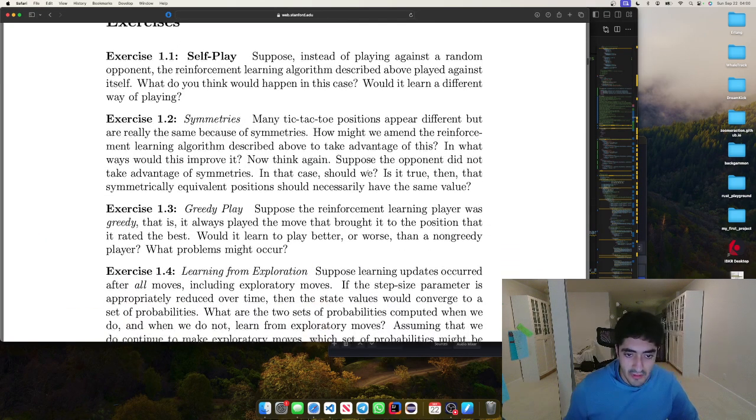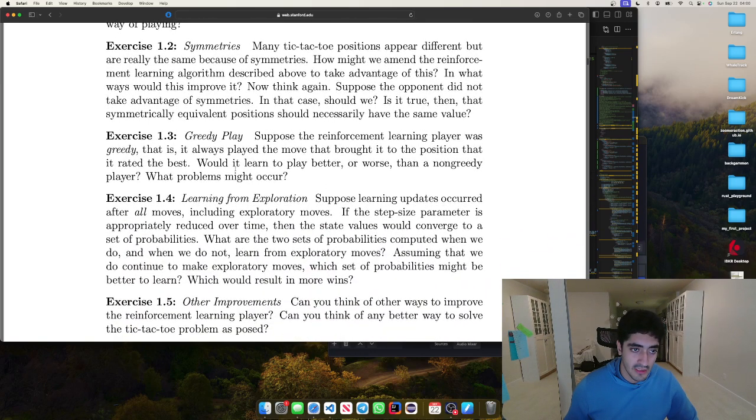Alright, greedy play. Suppose the reinforcement learning player was greedy, that is, it always played the move that brought it to the position that it rated the best. Would it learn to play better or worse than a non-greedy player? What problems? Well, it definitely has problems with its planning. It depends on the game. Sometimes.